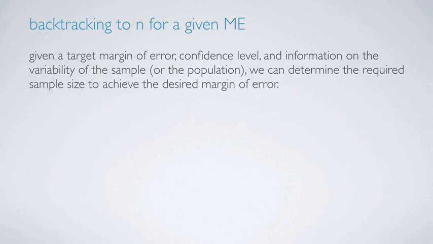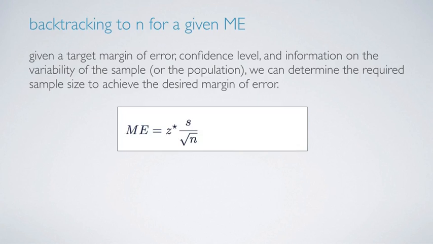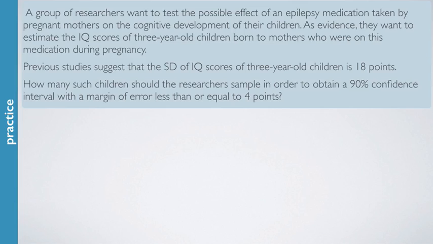Given a target margin of error, confidence level, and information on the variability of the sample or the population, we can determine the required sample size to achieve the desired margin of error. We do this by plugging known values into the equation of the margin of error and then rearranging things to solve for the unknown n, the sample size. Perhaps this concept is best communicated via an example.